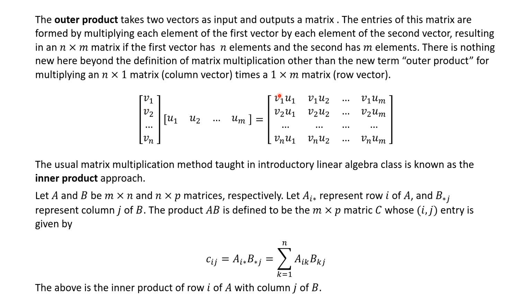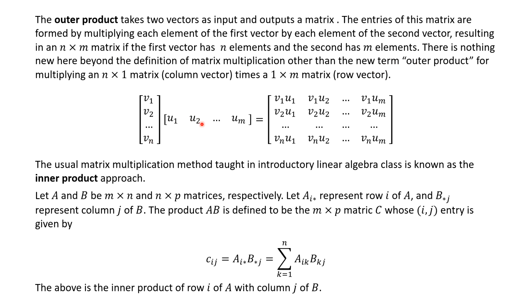So the first entry here is V1 times U1, and then this entry here is V1 times U2, through V1 times UM. Then you proceed to the second row: V2 times U1, V2 times U2, and so on. So that's called the outer product, and really the only thing new here is the term. This is just standard matrix multiplication.